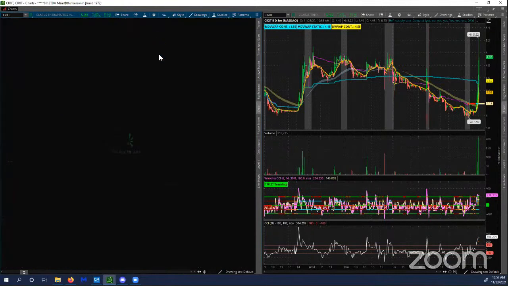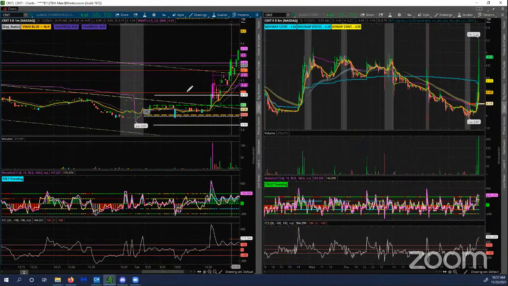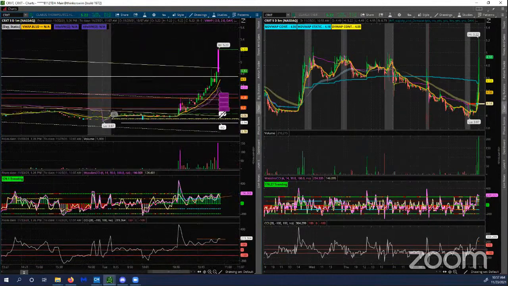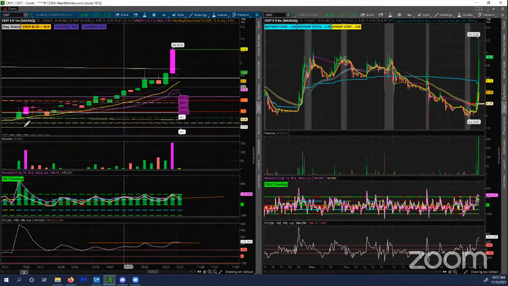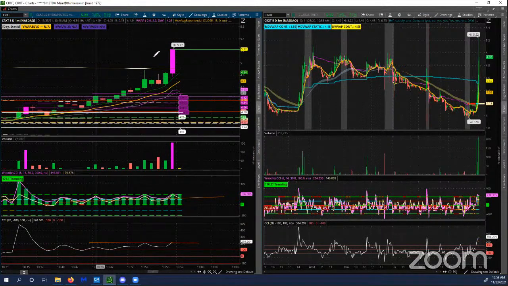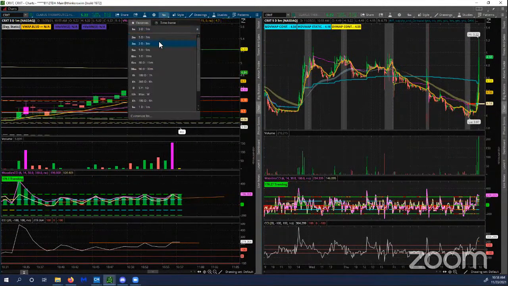Let's see what the 1 minute looks like. 1 minute accumulating right on the 9. Bullish, higher lows. But again, there was really nothing there that we could have used as an entry trigger other than just a flag to the 9. But by that time, it was already well underway.